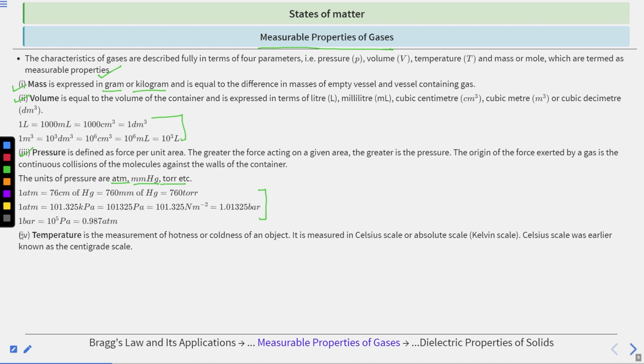Fourth and last is temperature. It is the measure of hotness or coldness of an object. It is measured in the Celsius scale or the absolute scale, that is Kelvin. The Celsius scale was earlier known as the centigrade scale.